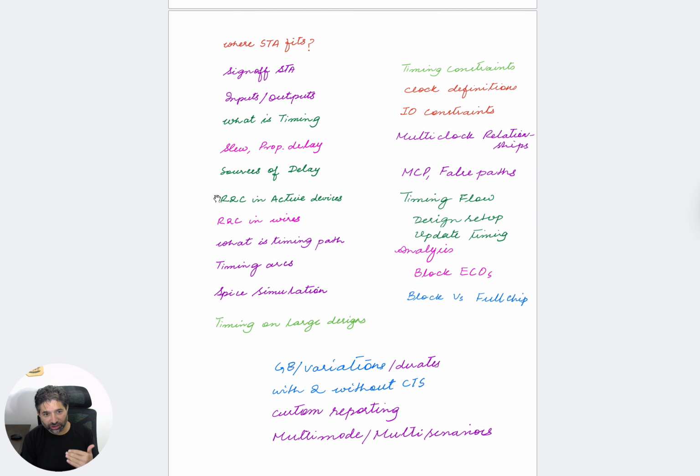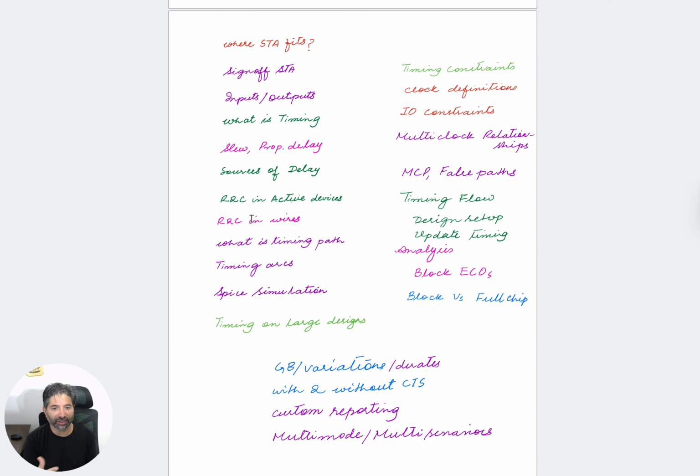Then resistance and capacitance, or RC, in active devices, transistors, inverters, because those concepts will be important for you to understand to apply them onto the gate. And then RC in wires. Okay, what is a timing path? What are timing arcs? We take a simple timing path and simulate it in SPICE, then understand different aspects of that.